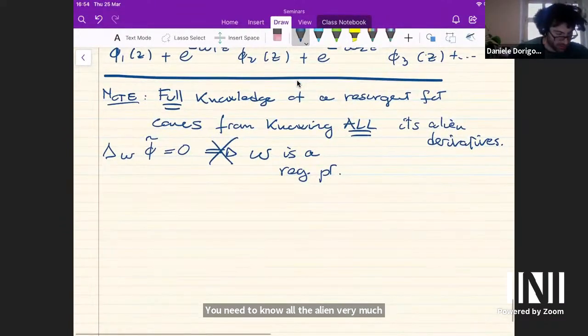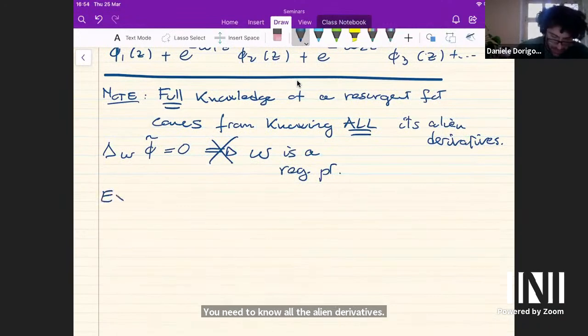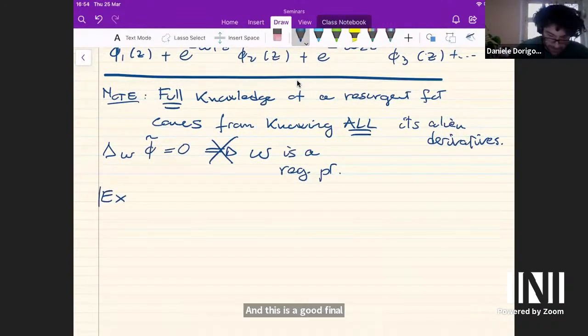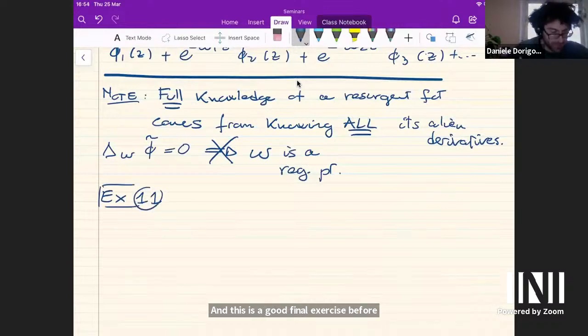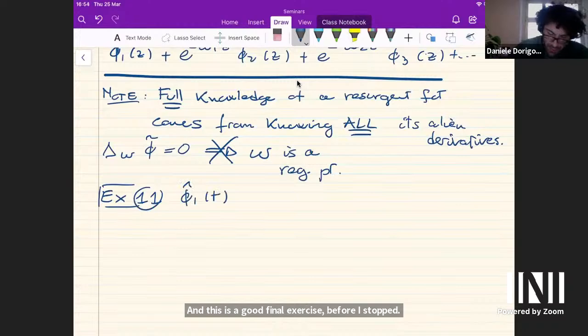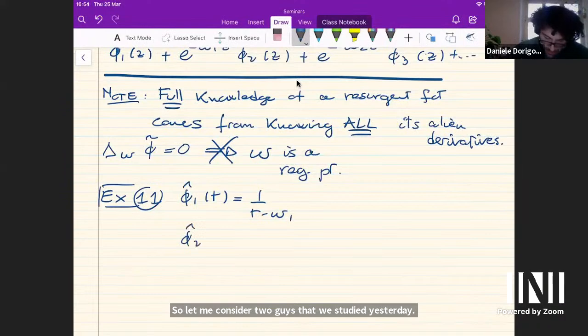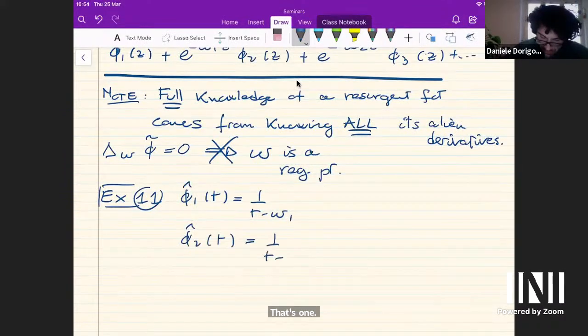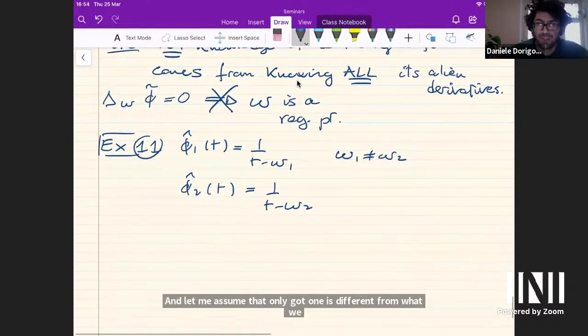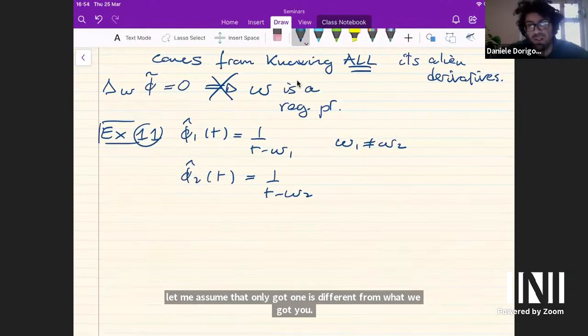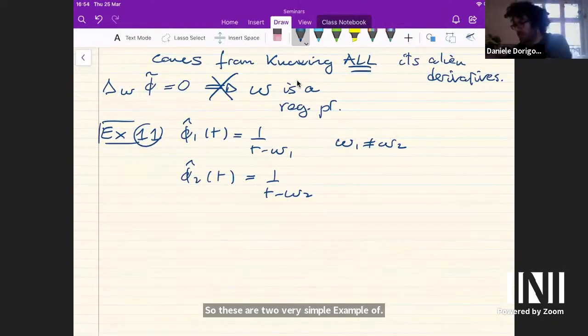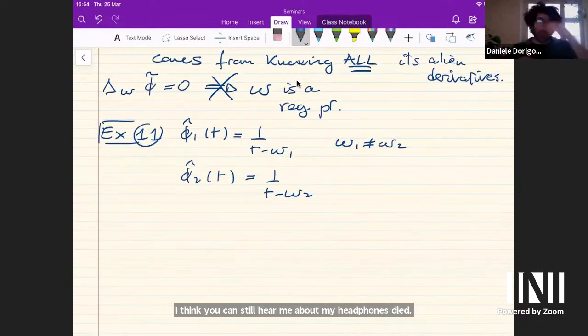And this is a good final exercise before I stop. So let me consider two guys that we studied yesterday: 1 over t minus omega 1 and 1 over t minus omega 2. And let me assume that omega 1 is different from omega 2. I think you can still hear me, but my headphones died. This is a very simple example of two simple resurgent functions. They are just poles, which means pure factorial growth.